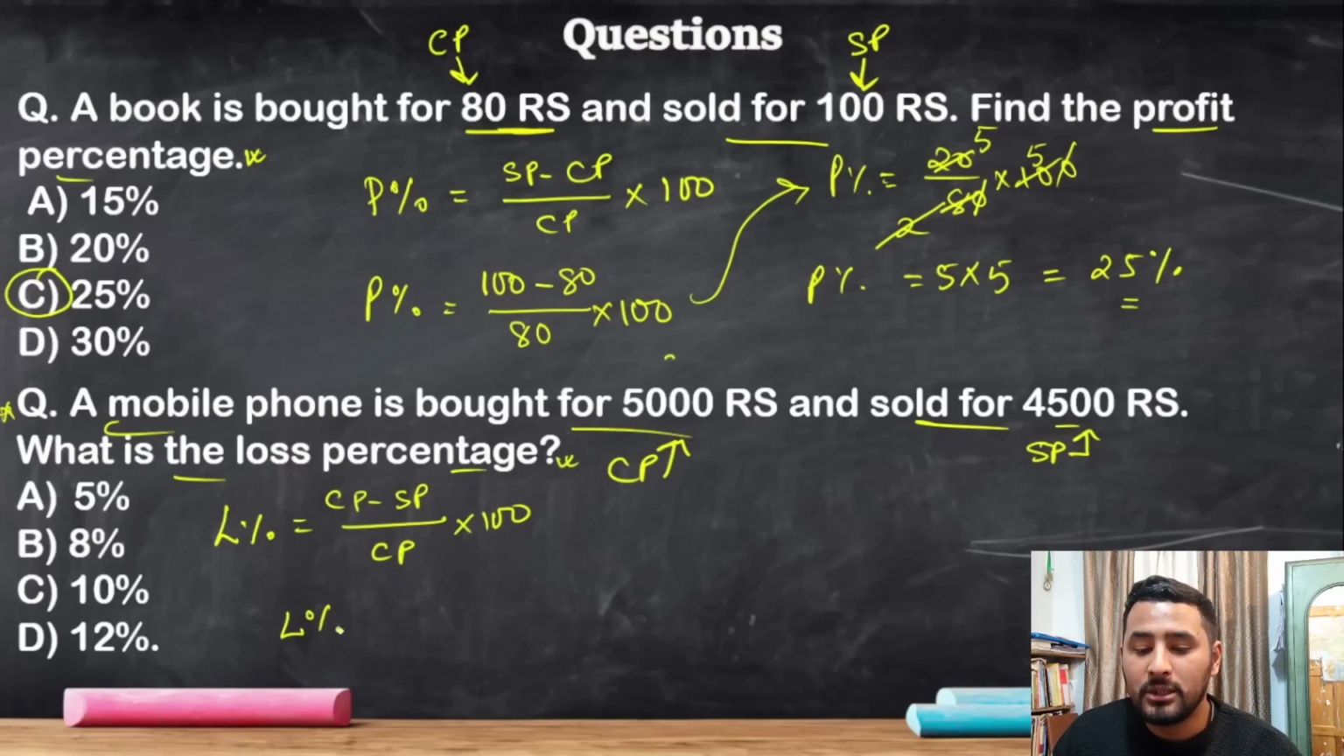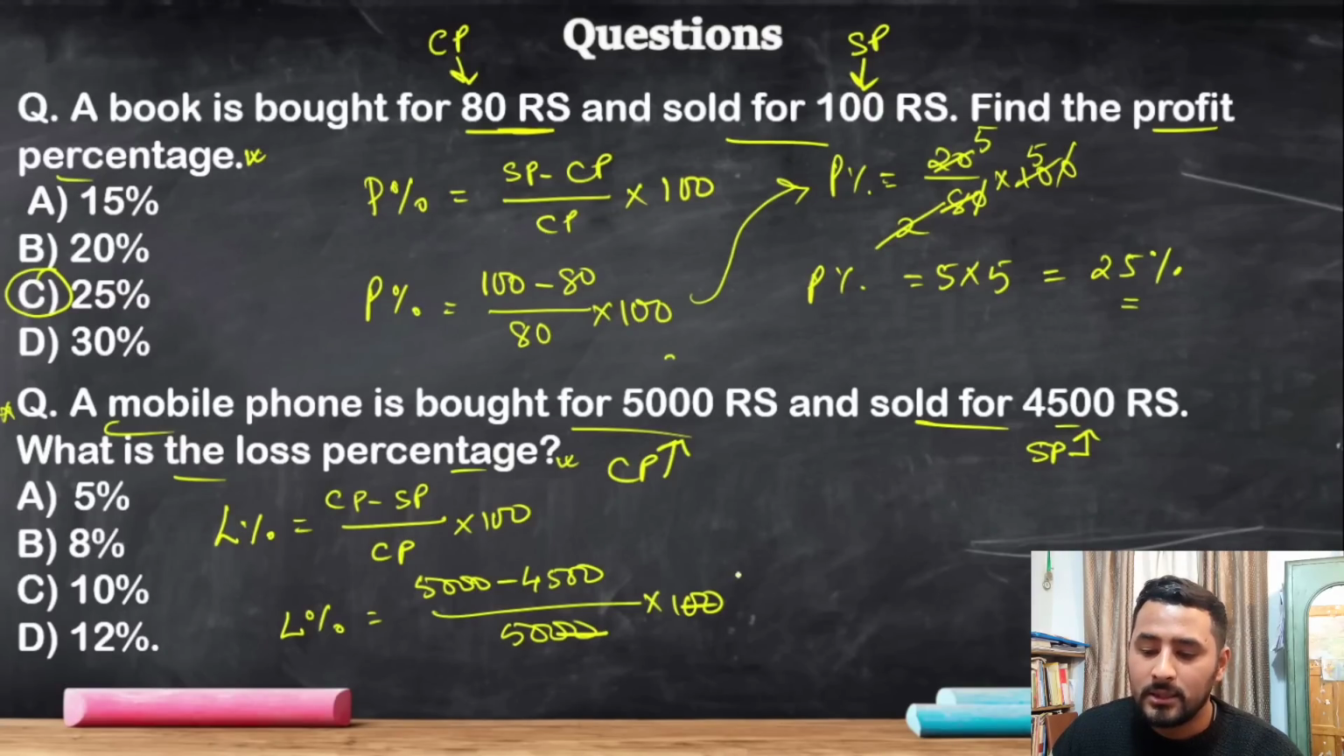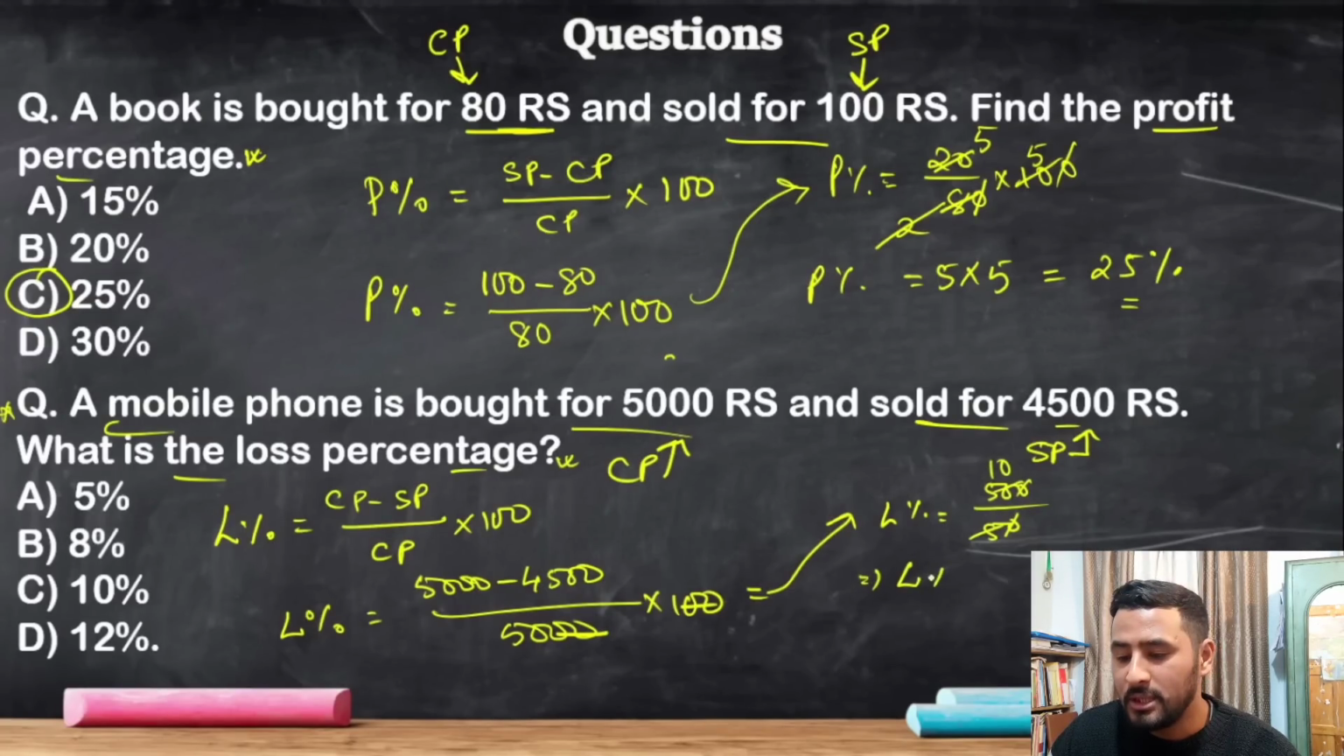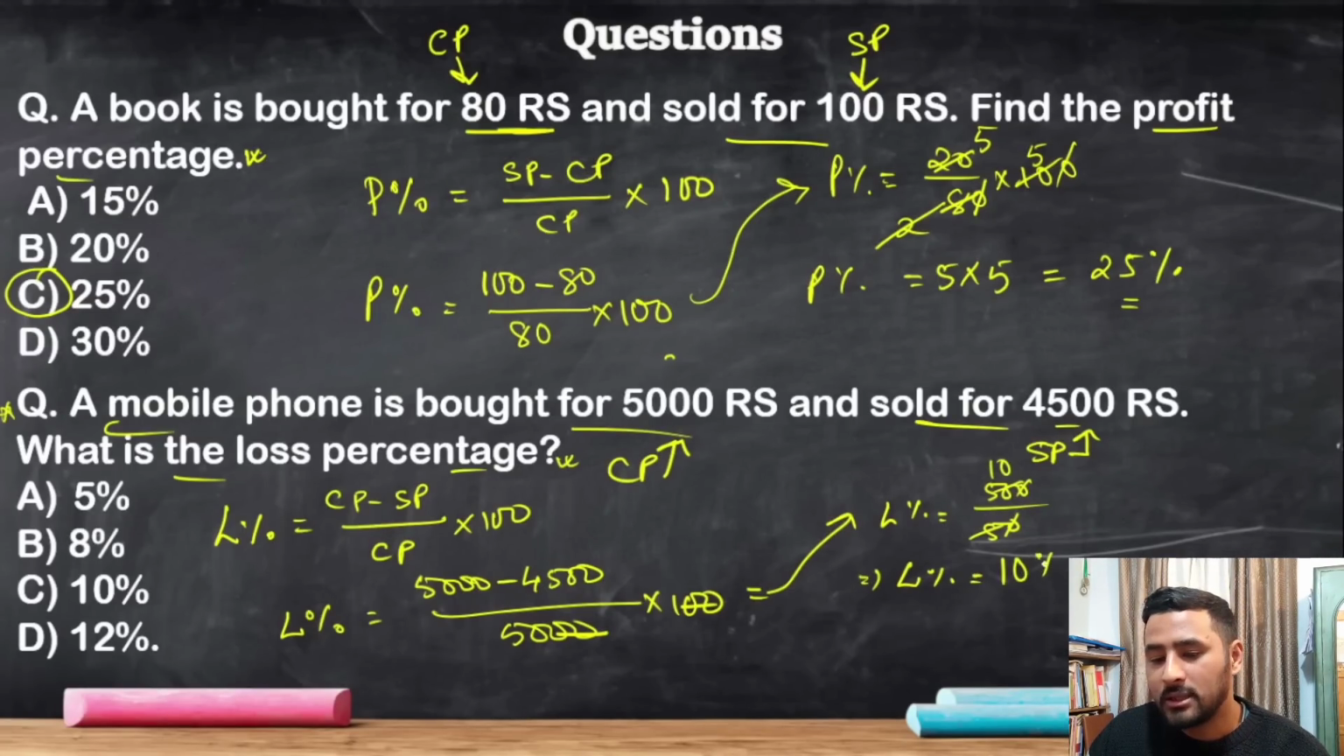So for loss percent, put in the given values. Our CP is 5,000 minus our SP 4,500, divided by 5,000, into 100, right? Cancel, 0 gets cancelled. Then you can write loss percent as 5,000 minus 4,500 is 500, divided by 50. Cancel, 0, 5 tens are 10. So loss percent will be 10%. I hope this is clear. Loss will be 10%.